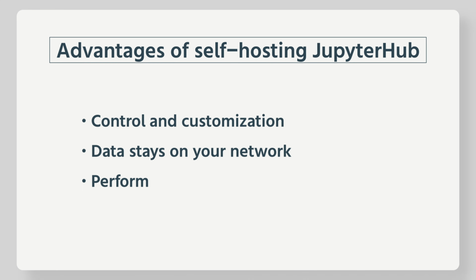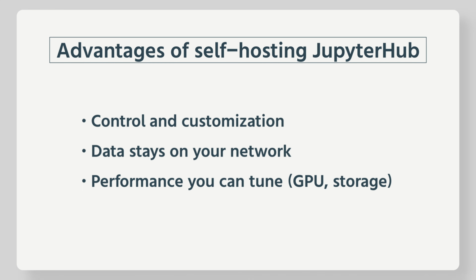To wrap up, let me come back to why running JupyterHub on your own Kubernetes cluster is powerful. You control the images, profiles, and spawner configuration, so each team gets exactly what they need. Your data never leaves your network, which simplifies compliance and lowers latency. And you can tune performance, share GPUs, pick the right storage, and size resources for your workloads.